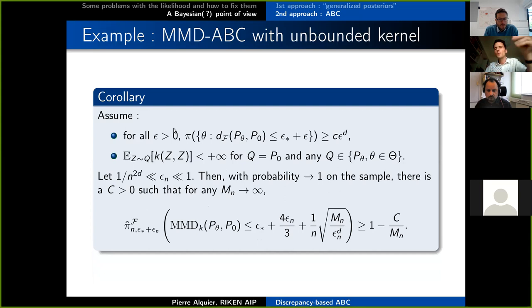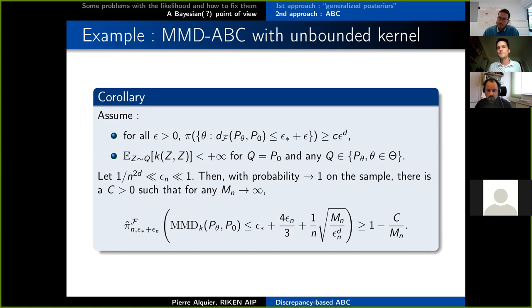And indeed, in practice, the price to pay is that what you do will only work if your model contains probability distributions such that the kernel of Z, when Z is drawn from the distribution, is finite. And you also have to assume that this is true for the truth P naught. It seems in some sense obvious, okay? If you have a bounded kernel, then the expectation of K of ZZ is bounded for all distributions. Now, if you use an unbounded kernel in the MMD distance, then the probability distributions such that the expectation of K of ZZ is infinite will correspond to distributions that have an infinite MMD distance. And then it becomes difficult to say anything about these.